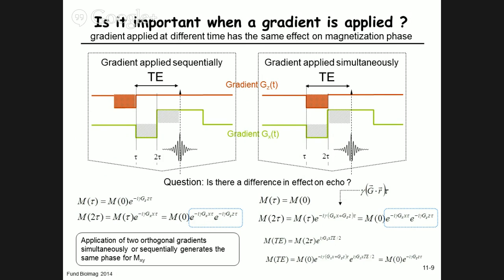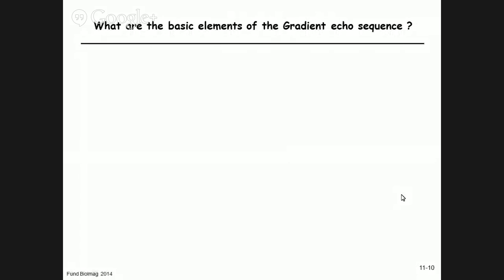As we had seen before, a gradient switched negative and positive will have no effect on the magnetization phase, and therefore the gradient along x has no effect at that point. It's only the gradient along z that has an influence on the phase of the magnetization.